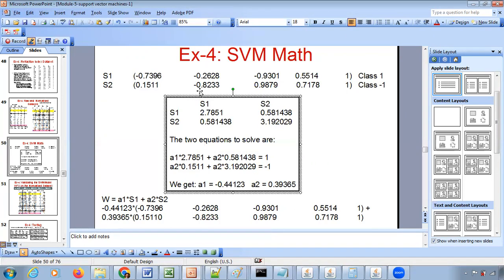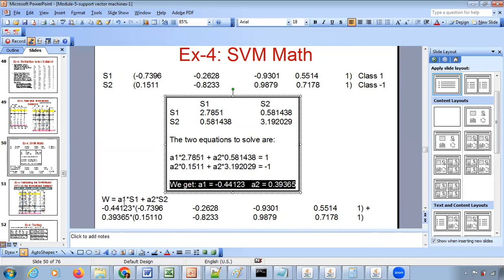Since there are only two support vectors, there are only two equations to solve. That's A1 times this plus A2 times this, for S1, so it's class 1, equal to 1. Then A1 times this plus A2 times this, for S2, so it's class -1. Using an online Gaussian elimination calculator, we get A1 and A2 to be this.